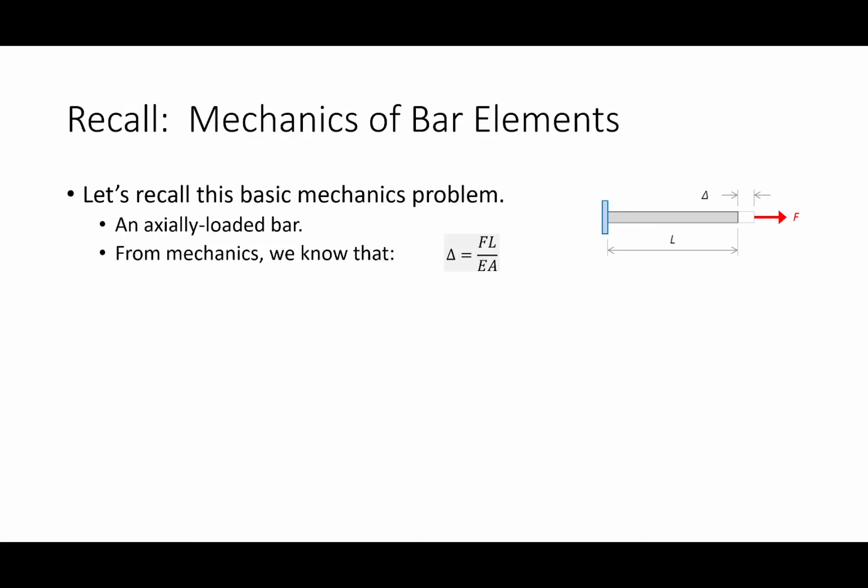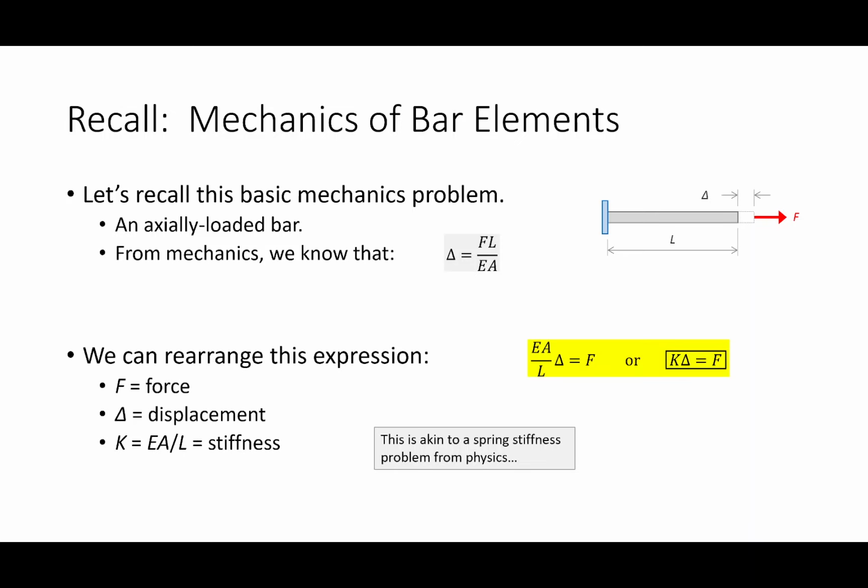E is the Young's modulus, A is the cross-sectional area. Everybody should be okay with that, right? Okay, and what we can do is we can take this and rewrite it a little bit. Instead of looking at L over EA equals delta, I'm going to say that EA over L times delta equals F. Or I'm going to say that K delta equals F.